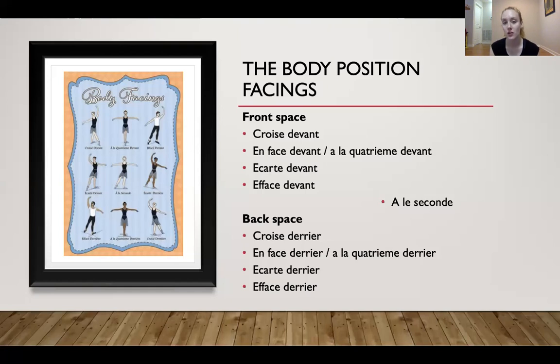Then we have à la seconde, which doesn't fit into the front or back. It's just directly side. So then for the back, we have croisé derrière. This is crossed and to the back. We have en face derrière or à la quatrième derrière. This is directly facing front, but your leg is to the back. We have écarté derrière. This is split and to the back. And effacé derrière, open and to the back. So now you can see all of these body facings here on this little picture I put on this slide.